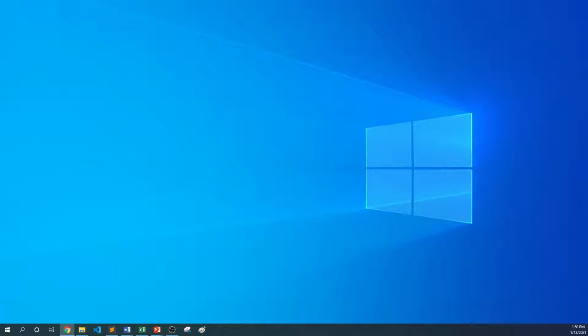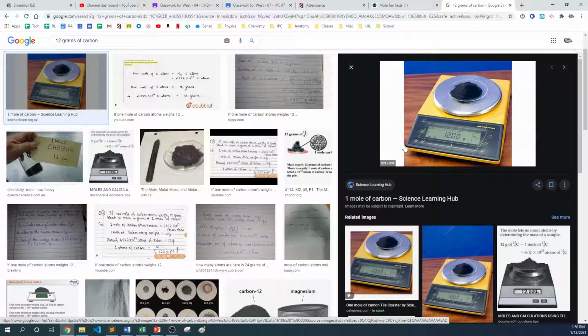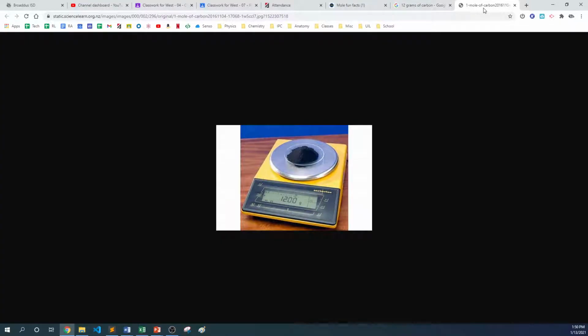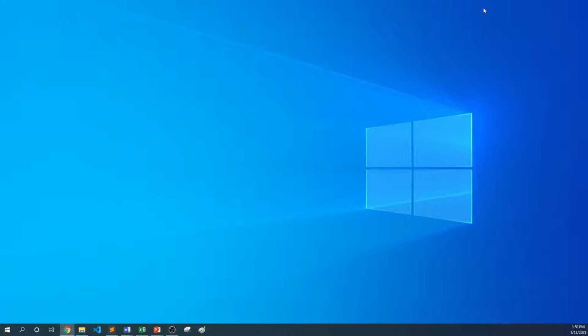So here is a gram of carbon. It's 1 mole of carbon atoms. There is an insane amount of atoms that fit into a very small amount. Moles are useful for counting atoms. In this Coke bottle right here, I would estimate there's between 2 and 7 moles of water, H2O.